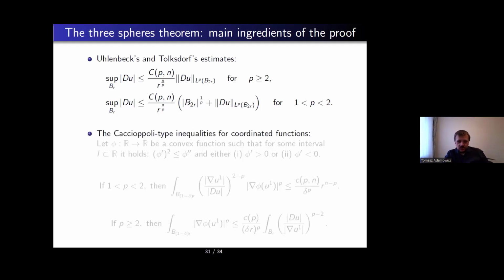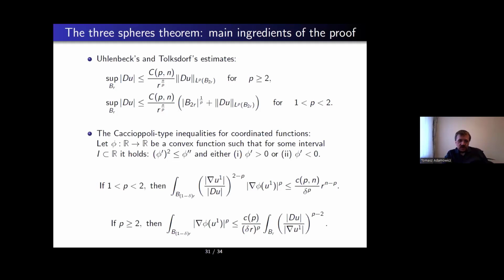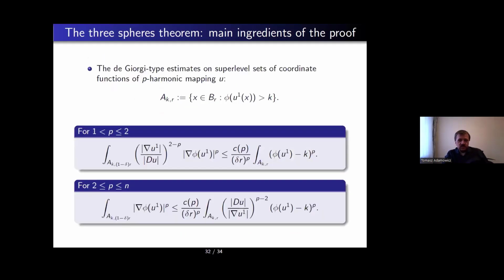The second ingredient are the Cacciopoli type inequalities for coordinate function composed with a proper convex function. And the third one, perhaps most important and probably maybe even more interesting than the three spheres theorem itself, are the De Giorgi type estimates on superlevel sets for coordinate function u1 composed with this convex function phi.